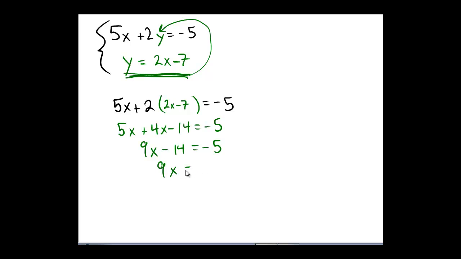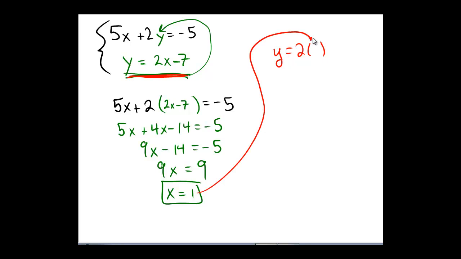Add 14 to both sides. 9x equals 9. And finally, x equals 1. But of course, this doesn't complete the problem. Now we know that x equals 1, so we have to go to our y equation and say that y equals 2 times x, which is 1, minus 7. 2 times 1 is 2, and 2 minus 7 is negative 5. So the final answer to this problem would be x equals 1, and y equals negative 5.